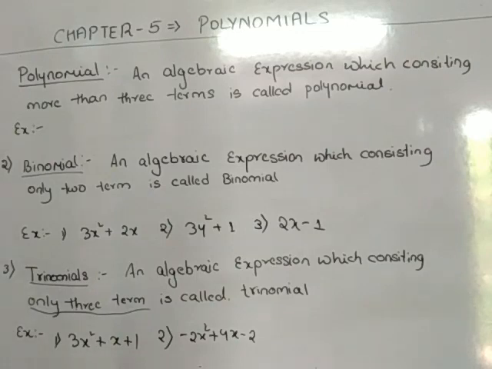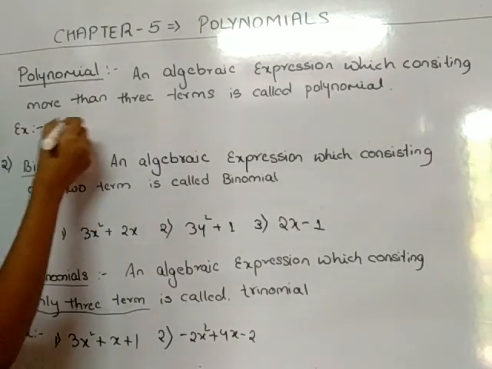We learned that if the algebraic expression has 1 term, it is called monomial. If an algebraic expression has 2 terms, it is called a binomial. If it has 3 terms, it is called a trinomial, right? Then what is a polynomial? A polynomial is also an algebraic expression which consists of more than 3 terms. Such types of algebraic expressions are called polynomials, right? We'll see the examples for the polynomials.